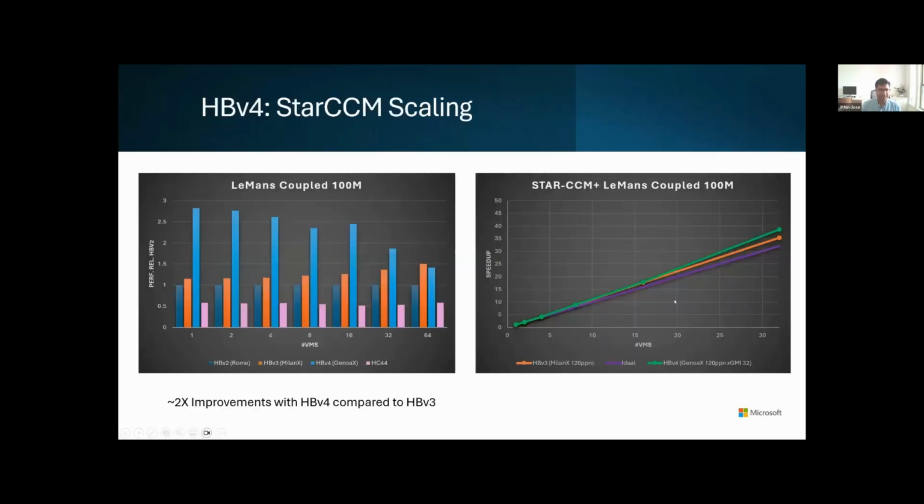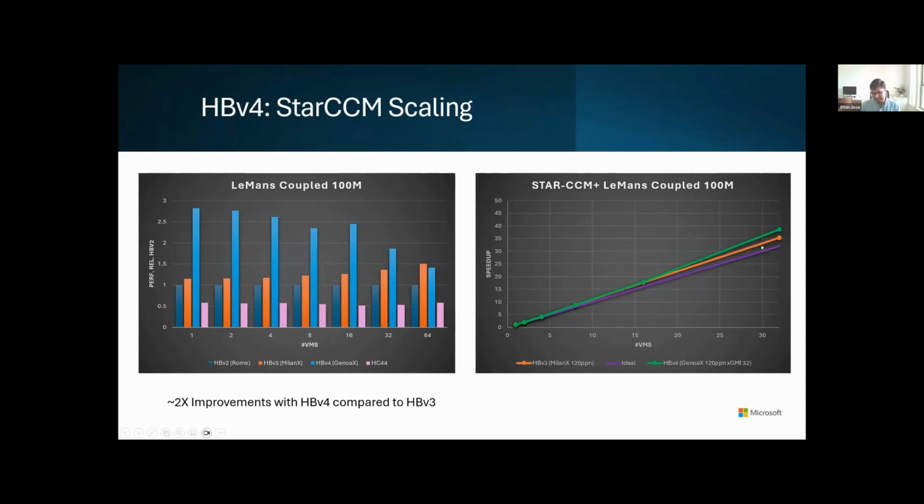And then quickly jumping to some of the application results. This is HBv4 and Star-CCM+. On the left-hand side, I compare between the different generations: HBv2, HBv3, and then HBv4, and again comparing with a very old HC, which is an Intel-based SKU also. This is for one particular Star-CCM+ model, and for different scales. We can see that as the scale goes up, we are still getting good performance improvement. This is relative to the HBv2 performance, so we're still getting good performance improvement even at scale compared to the previous generation.